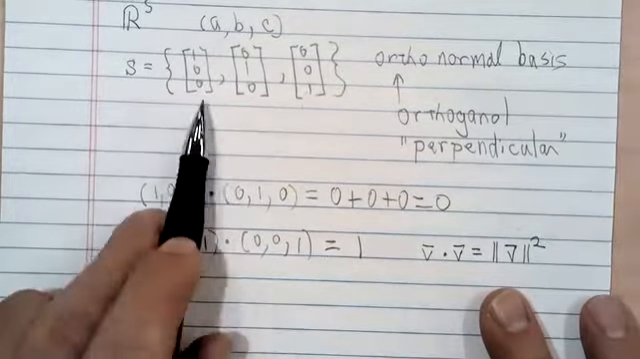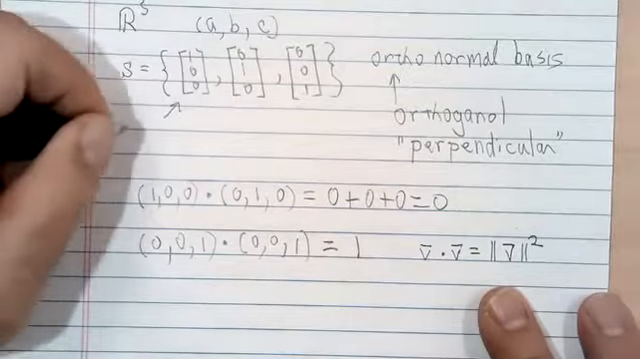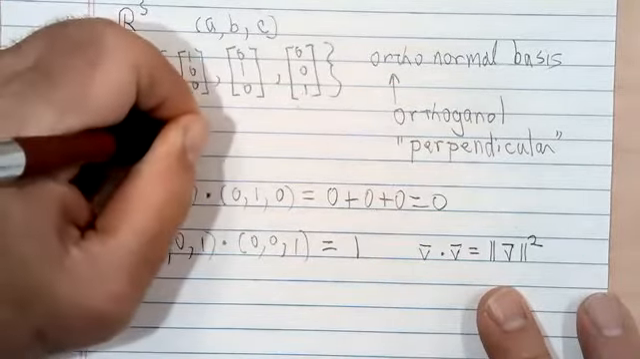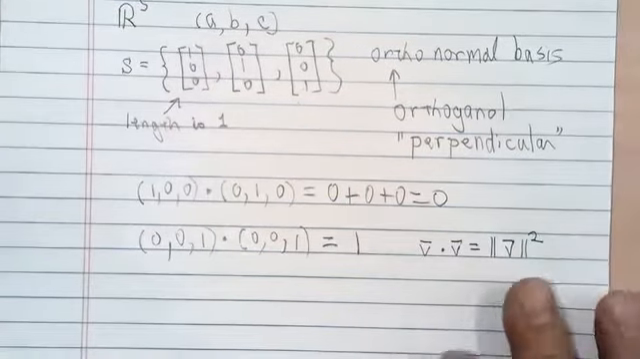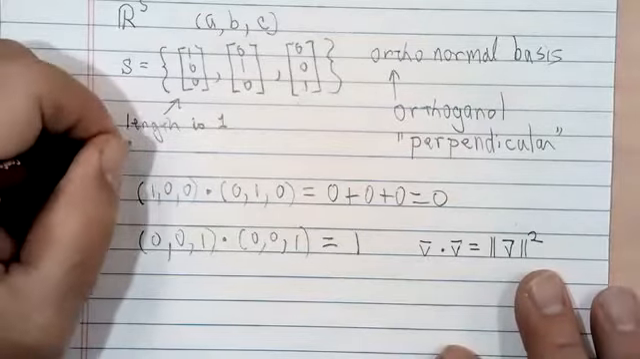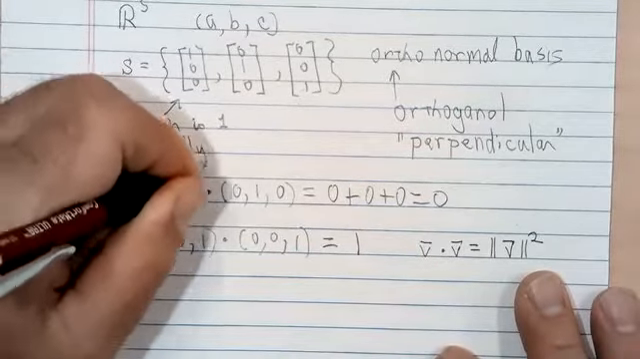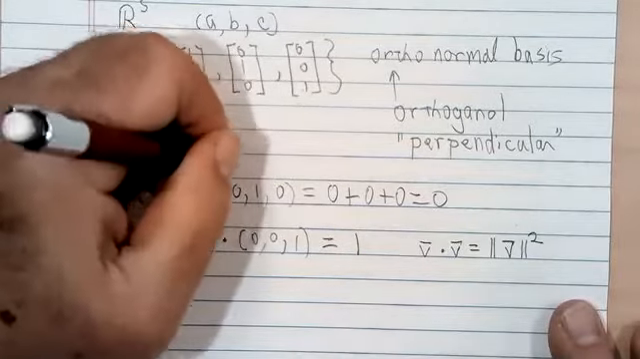So every vector in this set has two features. First of all, the length of each one of these is 1. And secondly, these are mutually, maybe I'll use the old word to communicate better, they're mutually perpendicular.